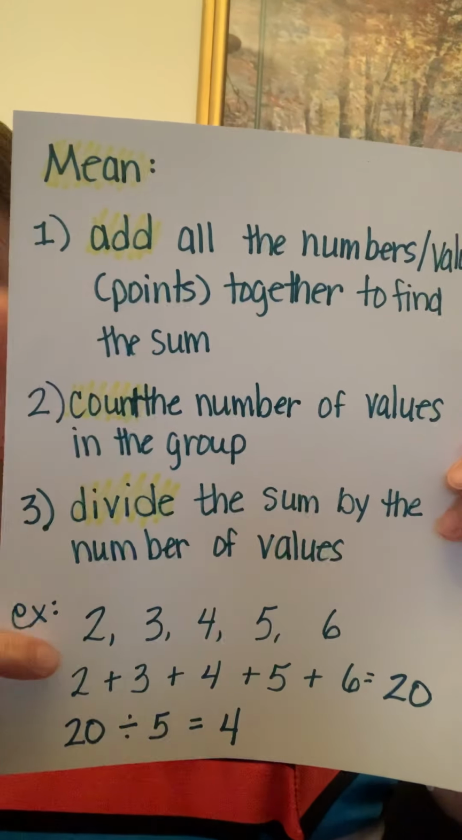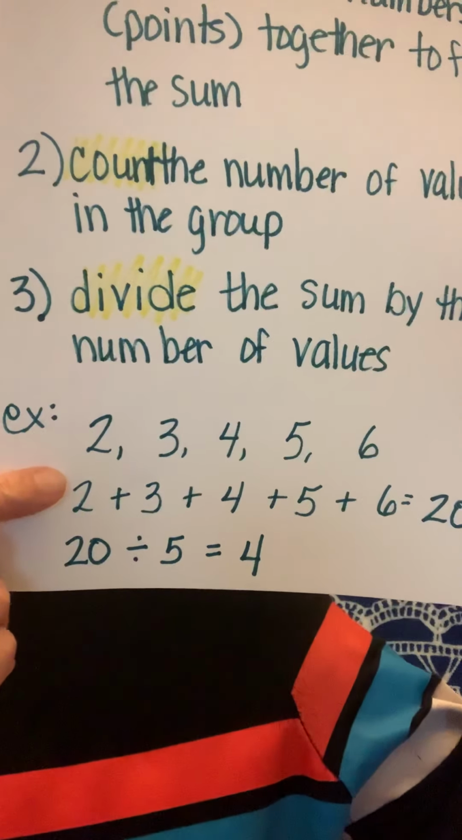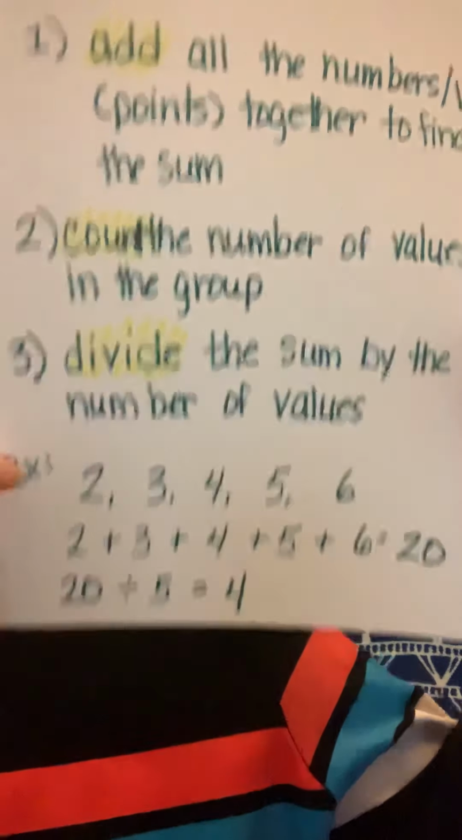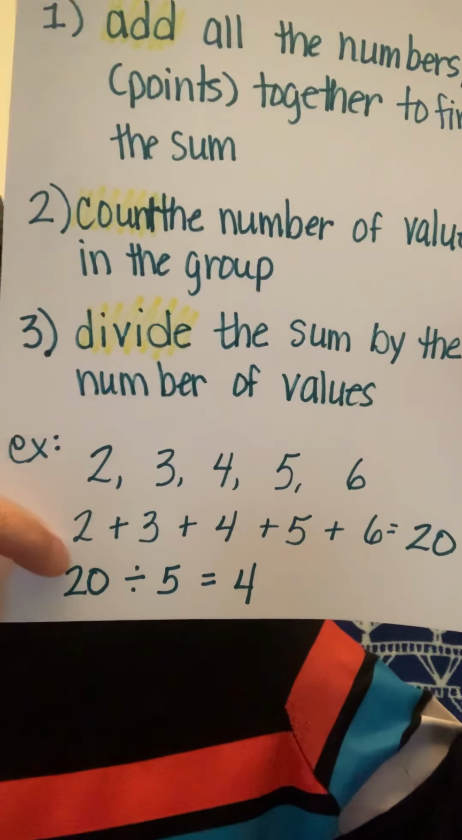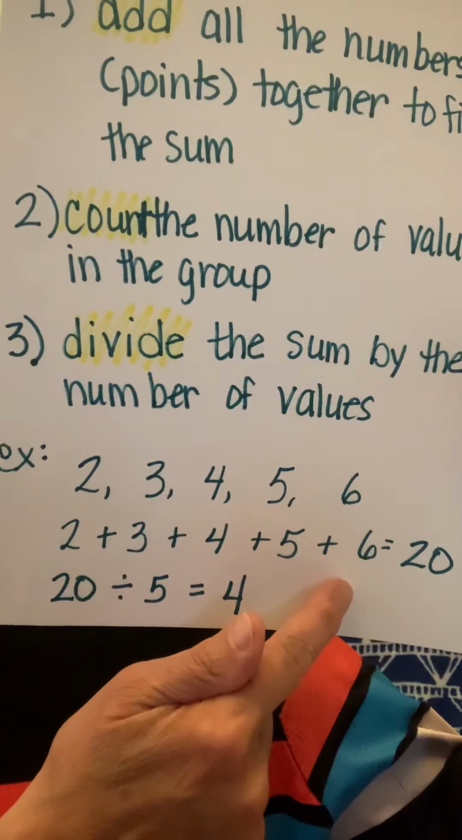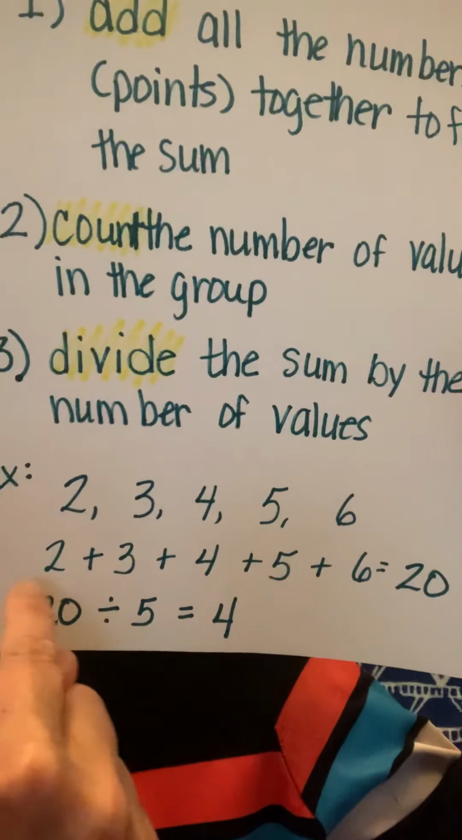So here's my example. And yeah, I didn't get too creative on this. I made the numbers really hard, and I'm just like, no, there's no need for that. So we're just going to do this. Ready? My numbers in my data set are 2, 3, 4, 5, and 6. The first thing I have to do is add the values together. 2 plus 3 plus 4 plus 5 plus 6 equals 20.